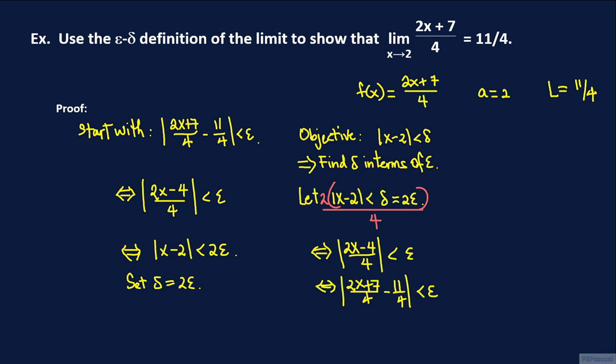Therefore, we have shown that the absolute value of f(x) minus L is less than epsilon whenever the absolute value of x minus a, or x minus 2, is less than delta. This completes the exercise.